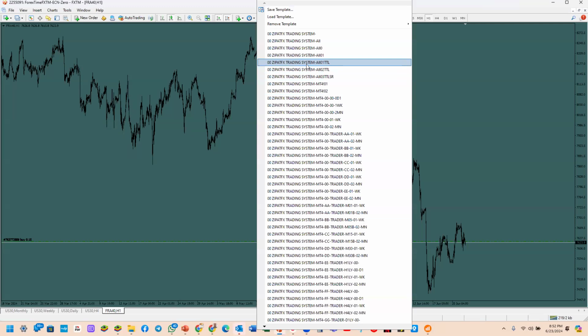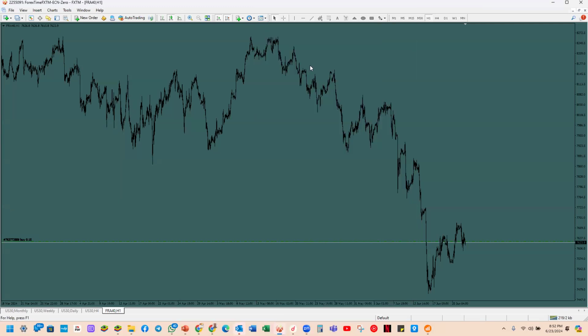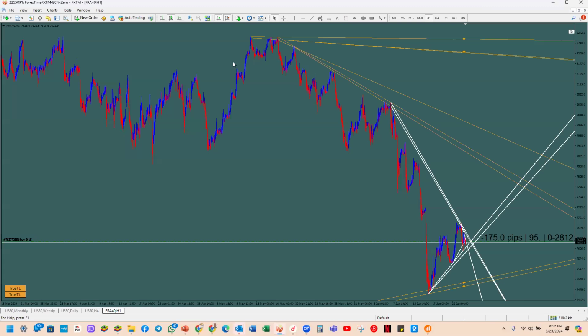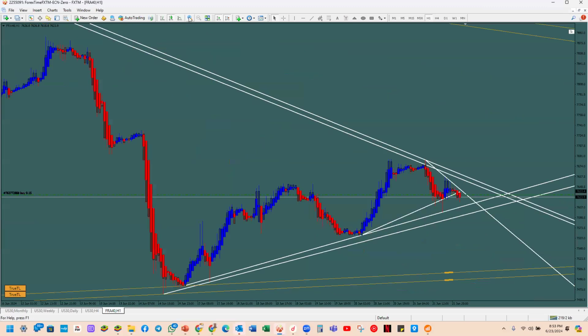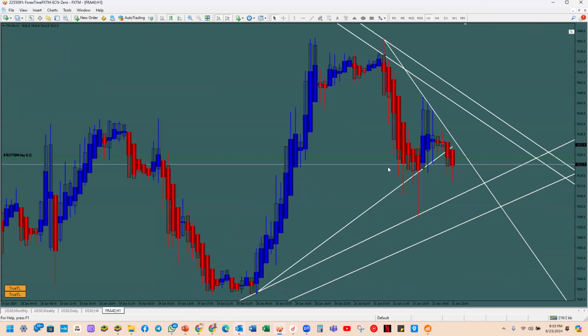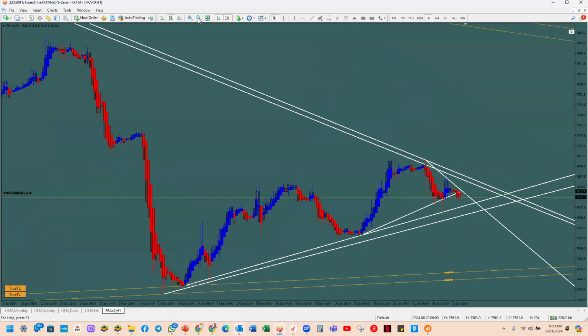If I apply this indicator on my chart, automatically it will draw for me all the trend lines that I need. I don't need to break my head drawing the trend line. The indicator will produce the trend line for me. And now you can see where the market breaks the trend line. You can see where the market respects the trend line. You can see where the market has what we call three touches.